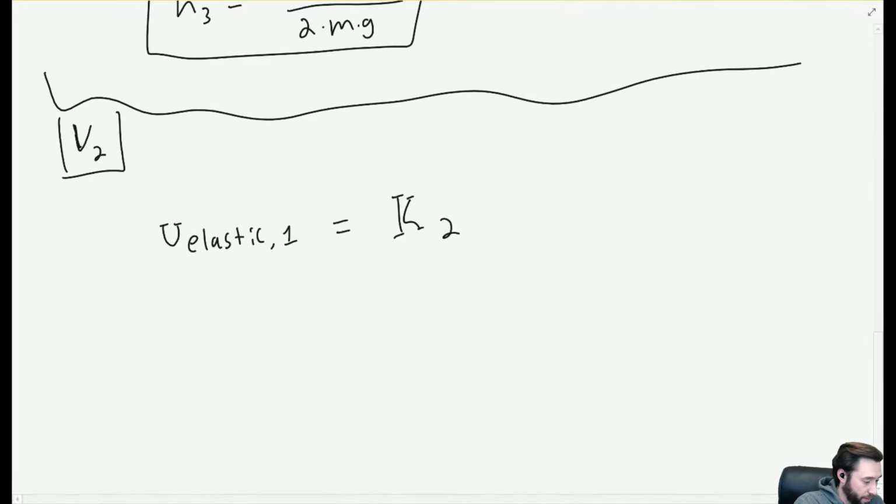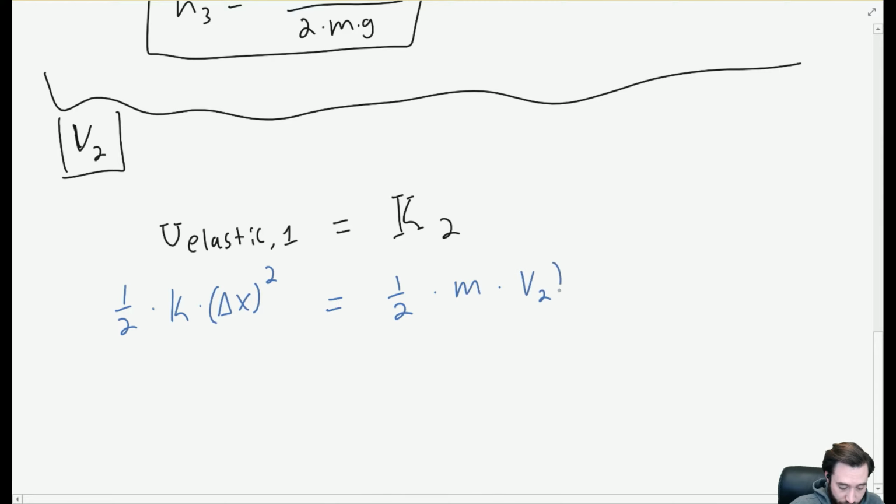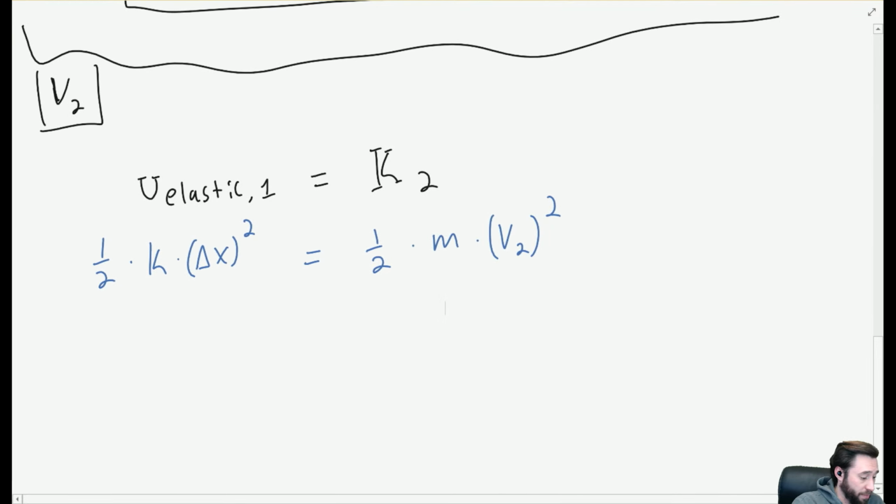I'm going to substitute in what these are. So U elastic is 1/2 times the spring constant times delta x squared. That's equal to 1/2 m v2 squared. Now notice I didn't put a 2 on the mass because the mass doesn't change. All right, so my objective is to solve for V2. So I'll put a box around that.